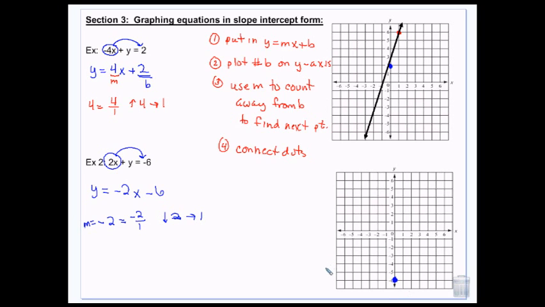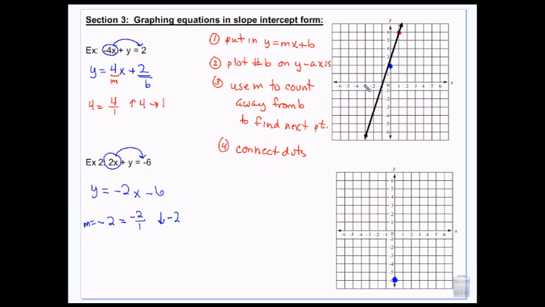I thought you put it on the y axis. Why didn't you put it on the x-axis? Because b is the y-intercept. So that tells me where the line hits the y-axis. That's what b tells me. It's the point where the line hits the y-axis. So it has to be on the y-axis. Does that make sense? Always.